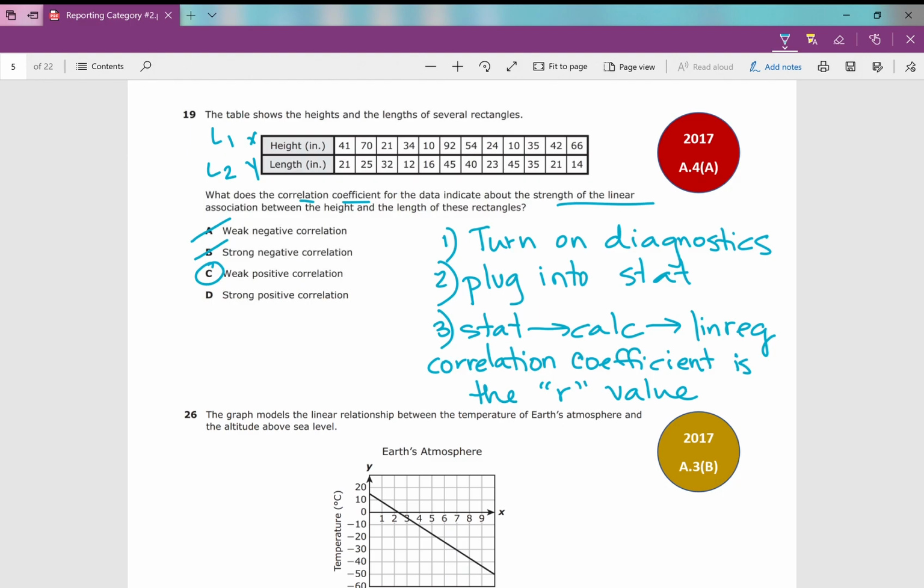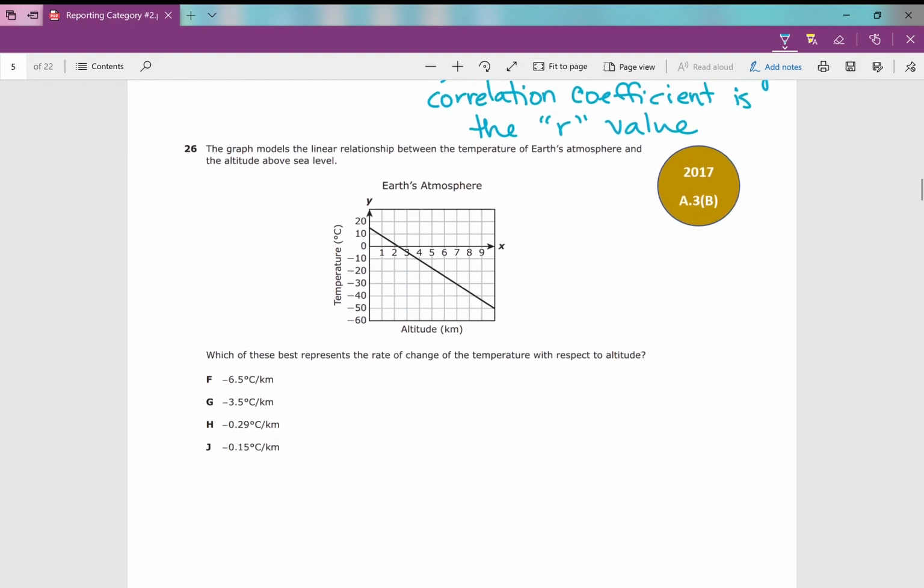And any number between 0 and -1 shows a negative correlation. So the closer to 0, the weaker the correlation. The closer to 1 or -1, the stronger the correlation. Okay, let's go on to number 26.